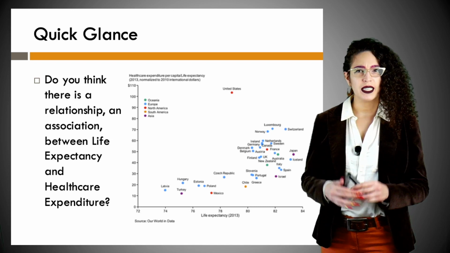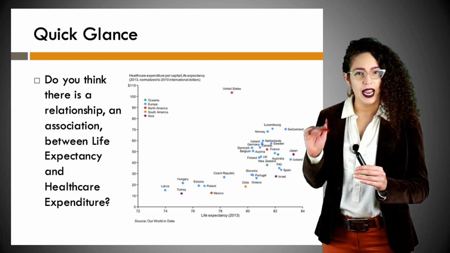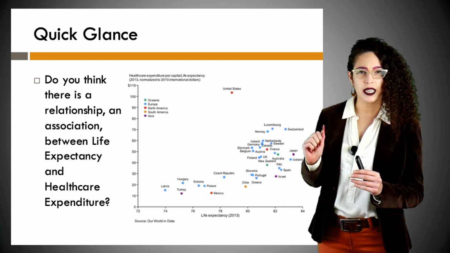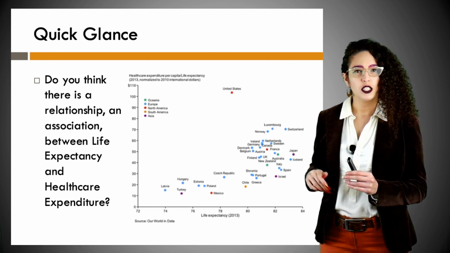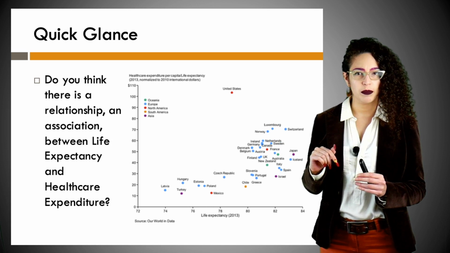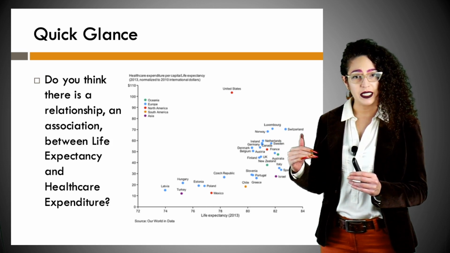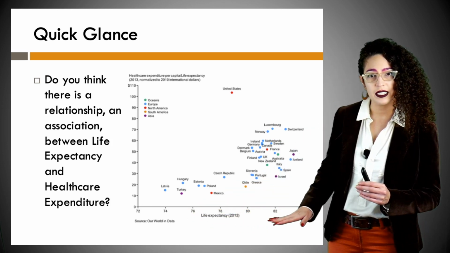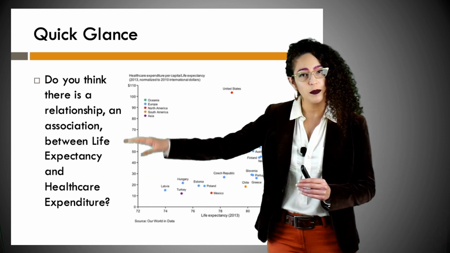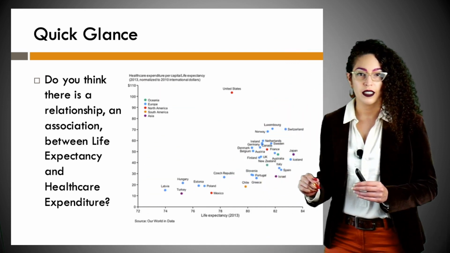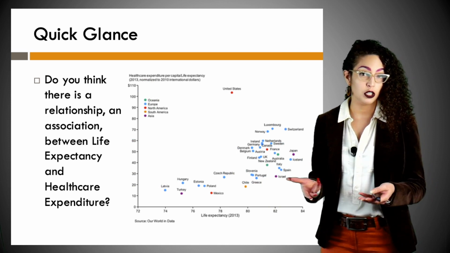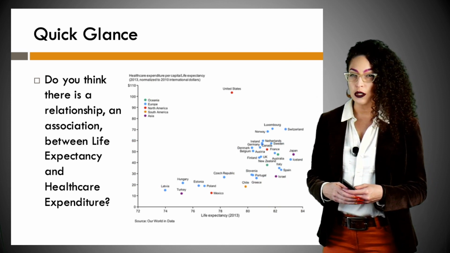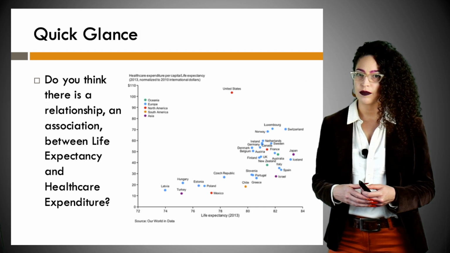Before we start anything, let's have a quick glance at something. I showed you this a while back when we were looking at different types of data visualizations, but let's look at it again in more depth. Do you think there is a relationship between life expectancy, which is right here on the x-axis, and the amount people spend on healthcare? Do you think that there should be a relationship between that? So if you spend more on healthcare, should you live longer? Do you think there is a relationship there?